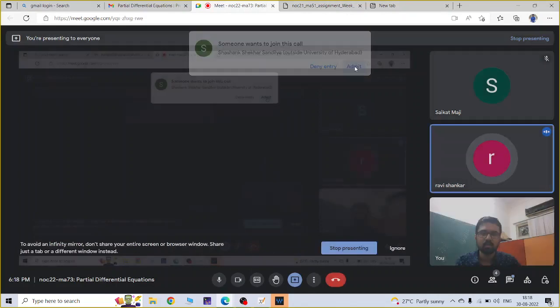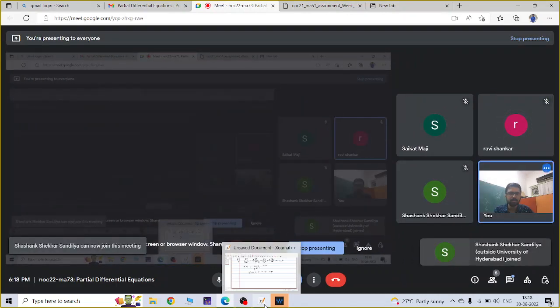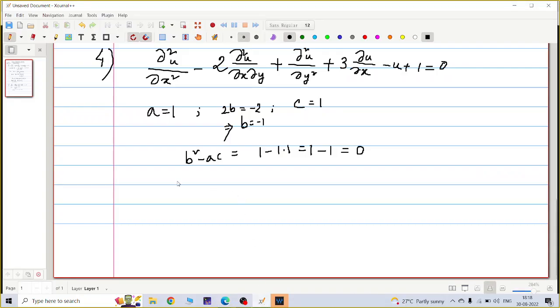B square equals AC. Then if B square equals AC, so the equation is of which type? Parabolic, elliptic or hyperbolic? You don't know, or then I will tell you. Sir, parabolic then, no? Parabolic. I will write it here for your convenience.